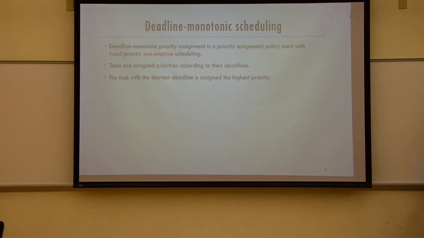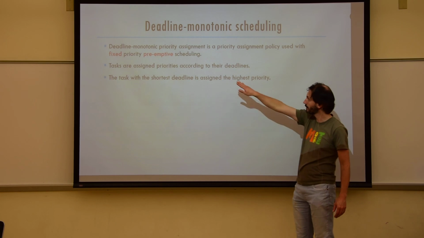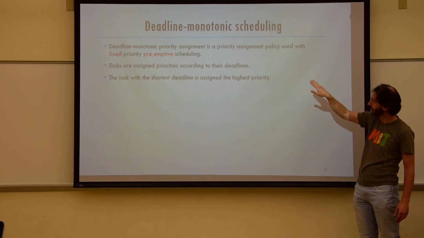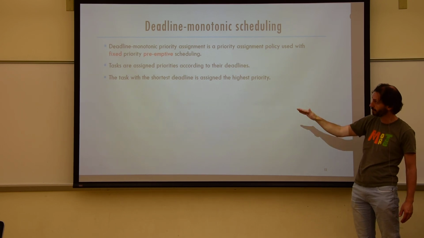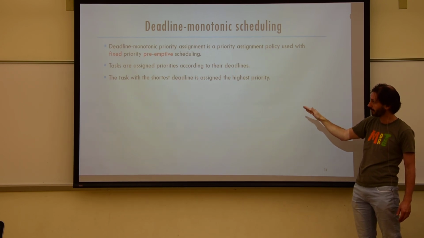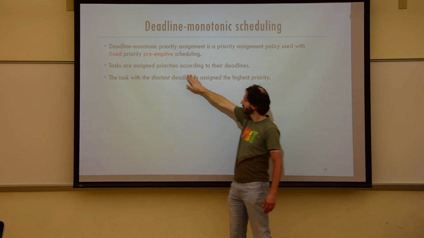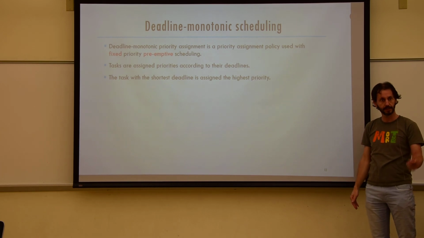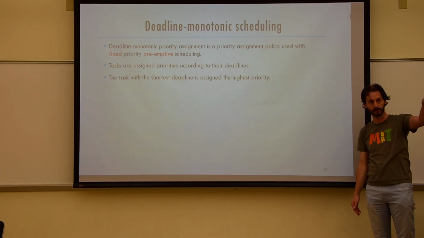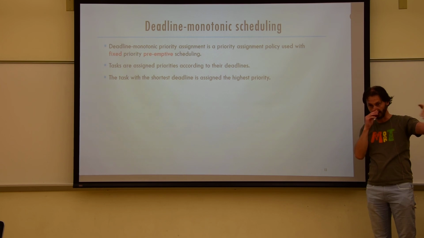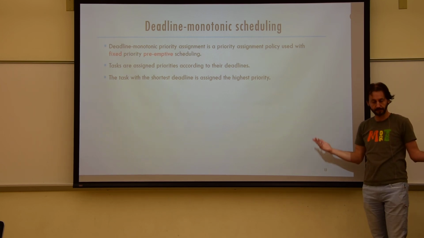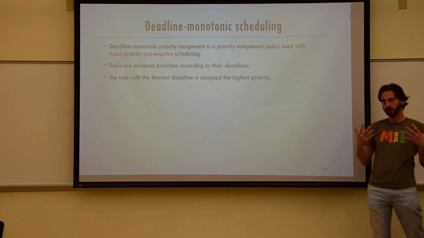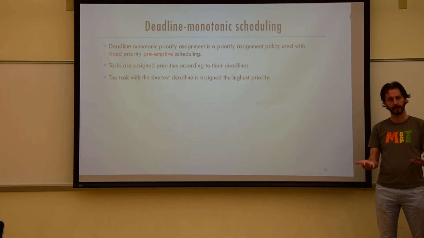So deadline monotonic scheduling, what's this? Well, deadline monotonic priority assignment is a priority assignment policy used with fixed priority preemptive scheduling. Here the tasks are assigned priorities according to their deadline. So I have to finish at that particular future moment. That's crucial. It's maybe like a safety violation. It's maybe not that strict, but effectively your application wants to make all the deadlines.